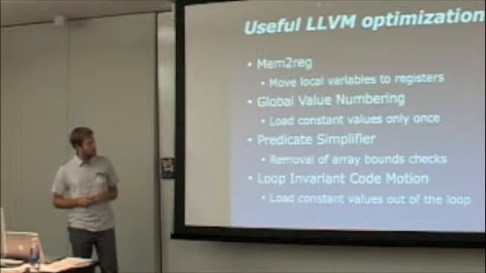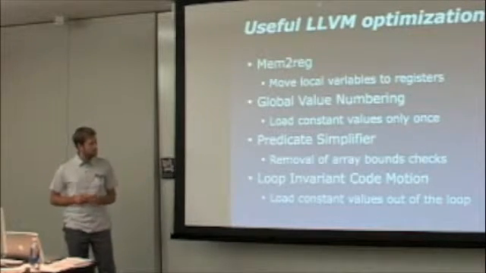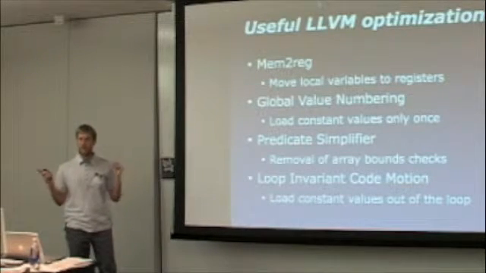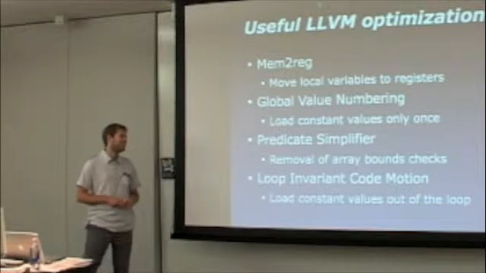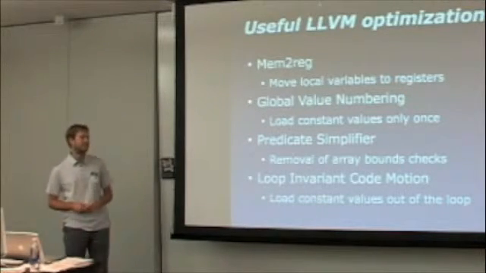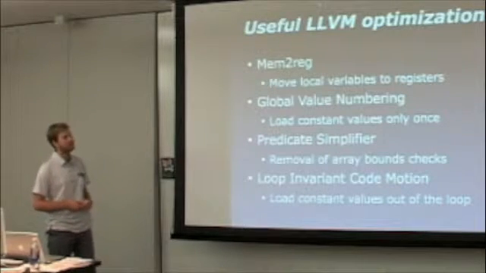The predicate simplifier pass will remove some array bounds checks. So is Nick here? Nick? He's not here. Okay. So thank you, Nick, for that, because it removes a lot of array bounds checks.